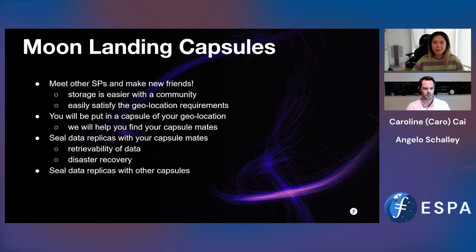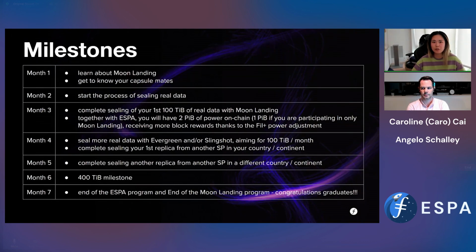So next slide, please. We are going to talk about milestones a little bit. This is the first ever time we're doing this. And we thought that it would be best if we adjust or adhere our milestones and timeline with the ESPA program. You don't have to participate in ESPA to participate in moon landing. It's like a separate program. However, it'll be just a bit easier if we align our timelines.